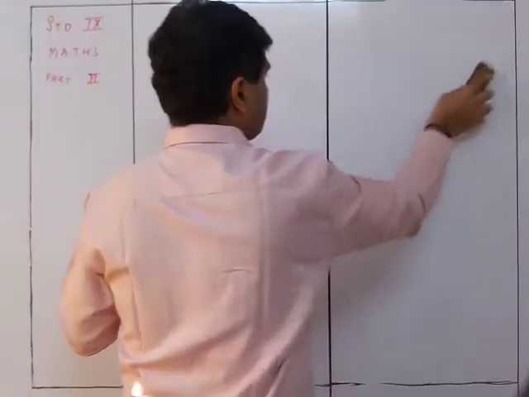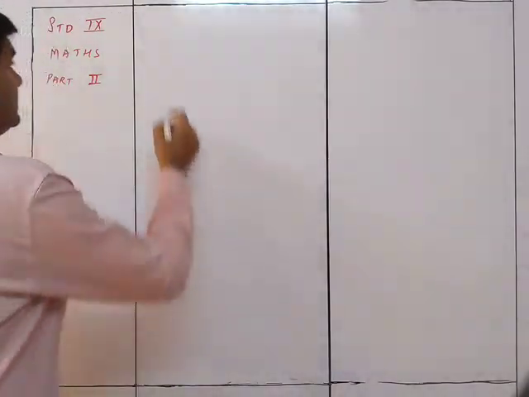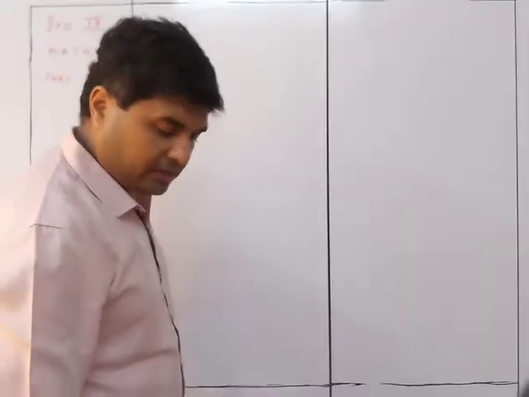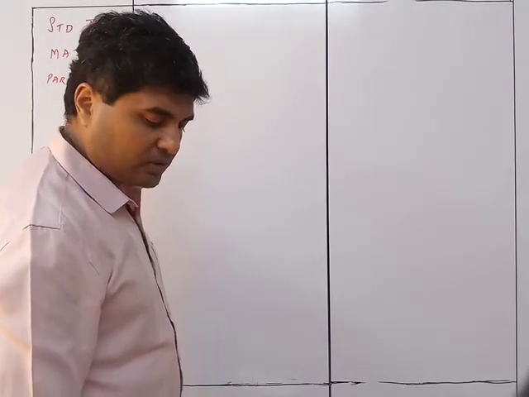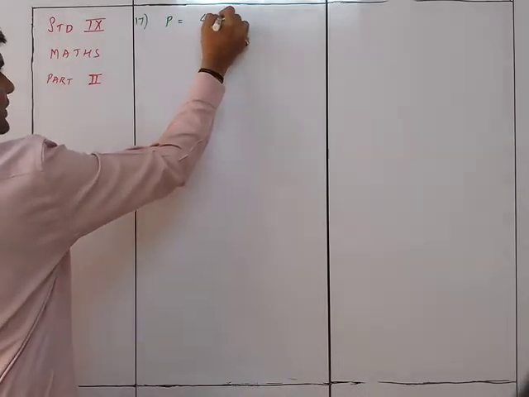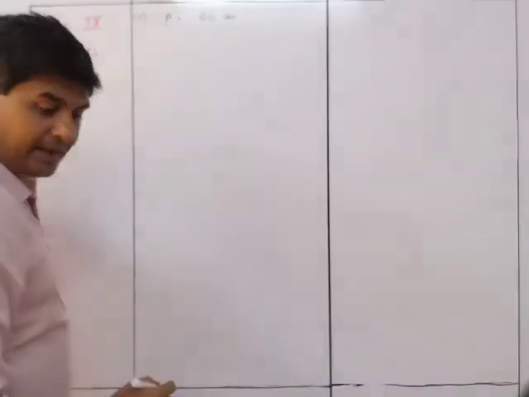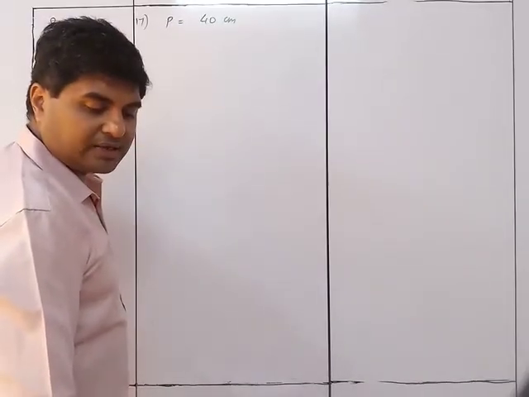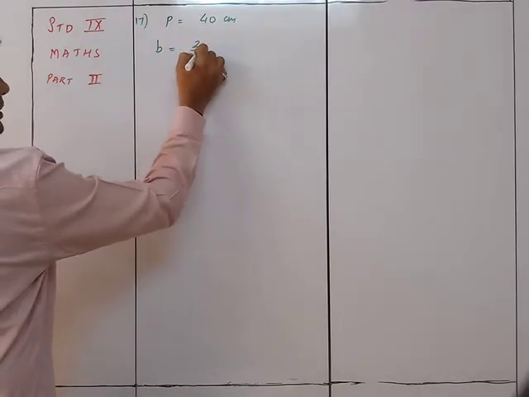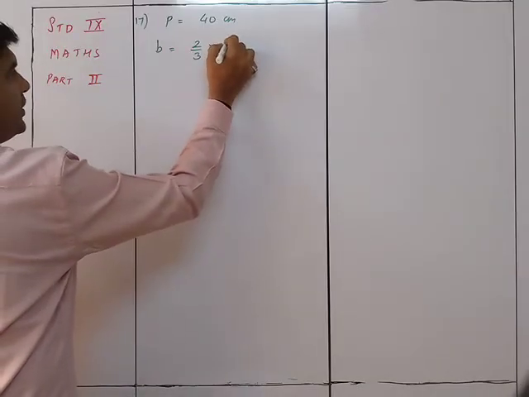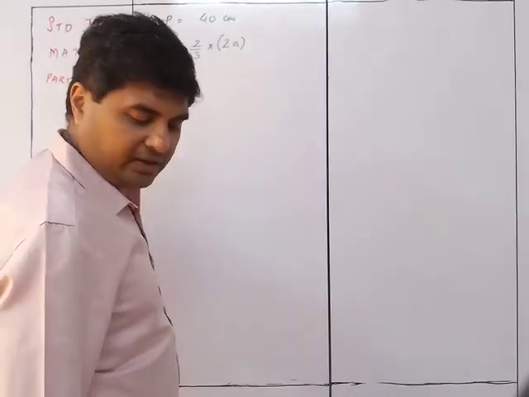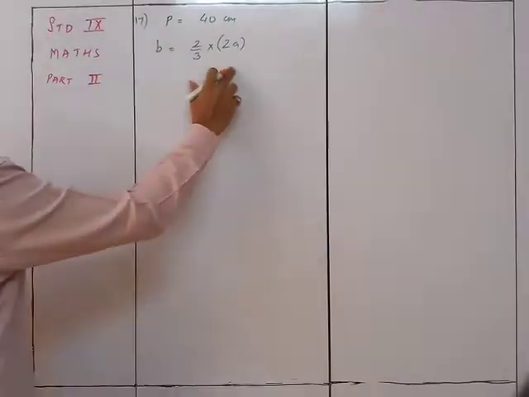Sum number 17. The perimeter of an isosceles triangle is 40. The base is 2/3 the sum of the equal sides. So you're given that the perimeter of the isosceles triangle is 40 centimeters and the base is 2/3 the sum of the equal sides. So base is equal to 2/3 of the sum of the equal sides, that is 2a. Equal sides are taken to be a, so it is this way.